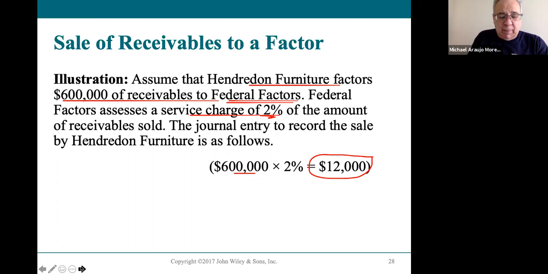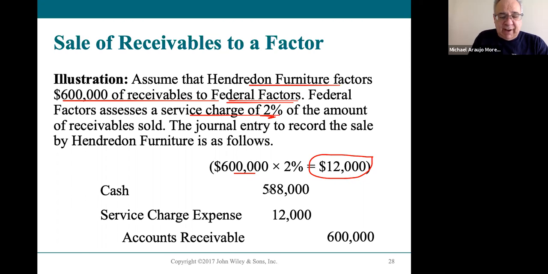Well, for the furniture company, they're only going to be collecting $588,000 cash because they have to pay the $12,000. Okay, so that $12,000 becomes an expense. And as you see, they sold off their accounts receivable, so they credit accounts receivable to show that that is no longer theirs, but they have the cash.